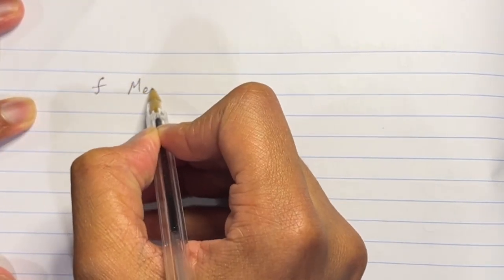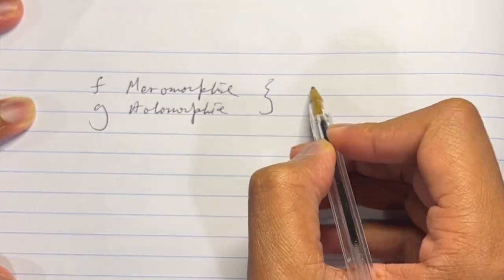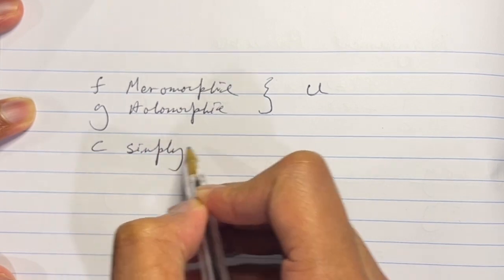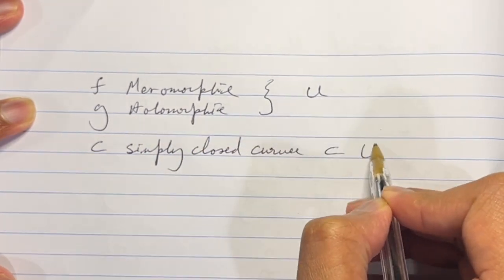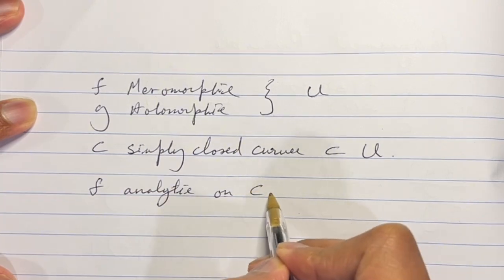Okay, so now we've had the setup. Let's actually get on with the thing. So f is meromorphic and g is holomorphic on some open set U, and C is a simply closed curve in U, and f is analytic on C.